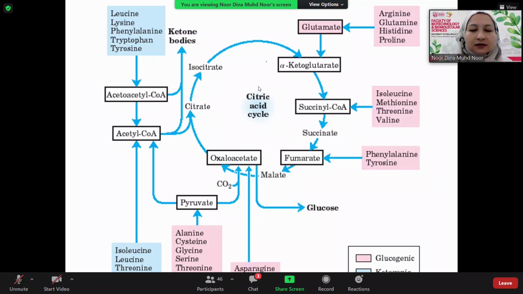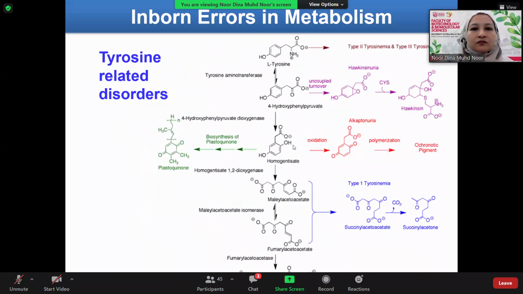Okay. Again, I think this is the similar figure that I showed you before, just to show what the amino acids are, where they are degraded, and what the intermediates are that are produced during the degradation of these amino acids.